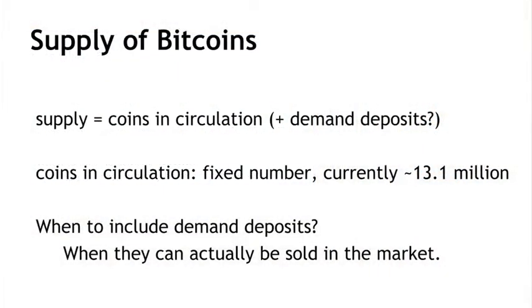It's worth noting as well that when economists conventionally talk about the supply of a fiat currency, they typically include in the money supply not only the currency that's in circulation, that is the actual paper and metal money, but also the total amount of demand deposits. And that's for the logical reason that people can actually spend their demand deposited money to buy stuff.